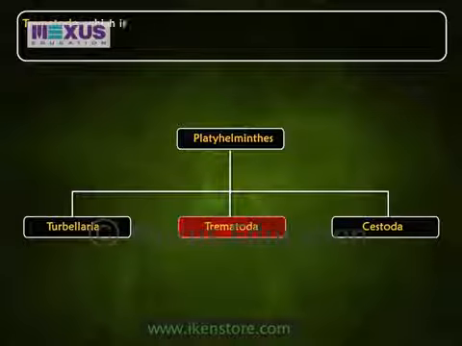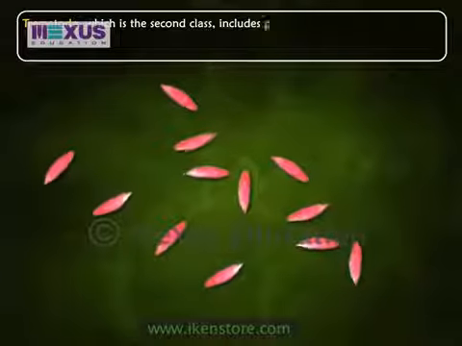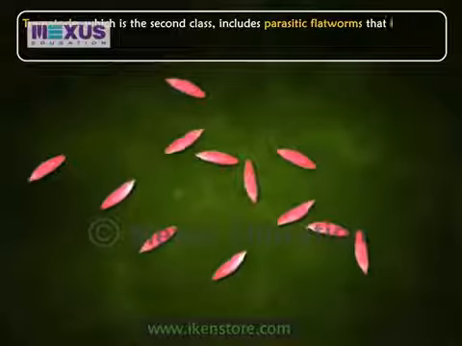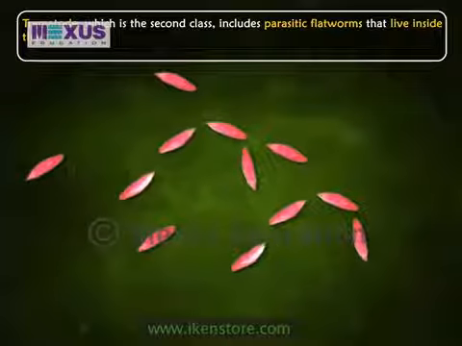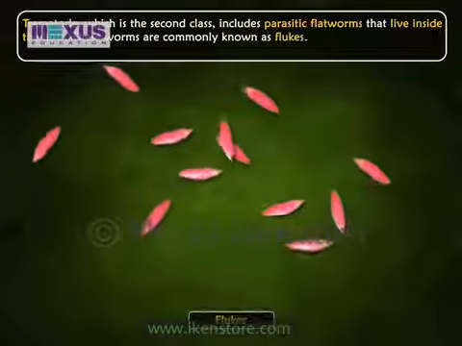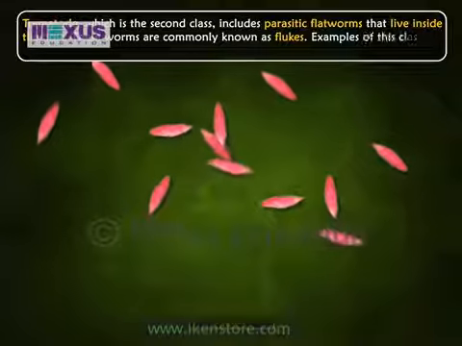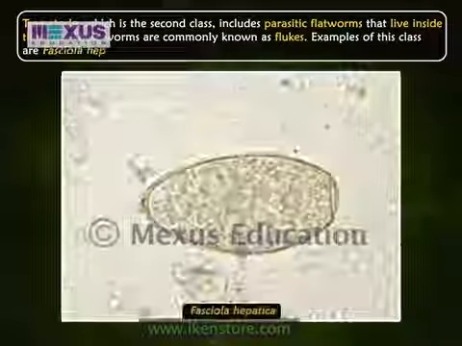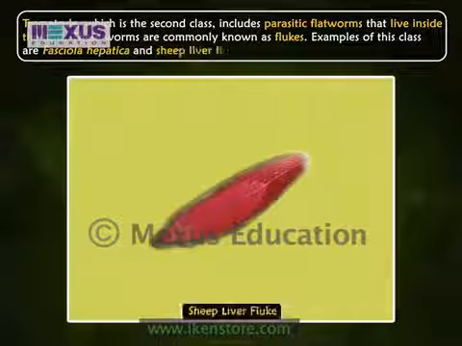Trematoda, which is the second class, includes parasitic flatworms that live inside the host. These worms are commonly known as flukes. Examples of this class are Fasciola hepatica, the sheep liver fluke.